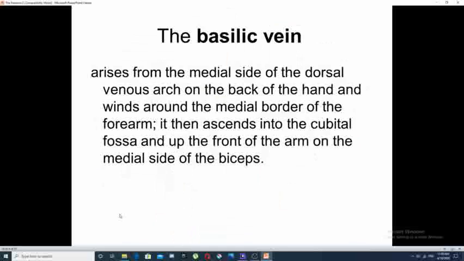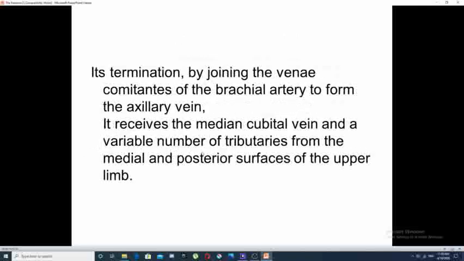The second venous system is the basilic vein. It arises on the medial side of the upper limb, starting from the medial side of the dorsal venous arch on the back of the hand, passes along the medial border of the forearm and ascends in the cubital fossa in front of the arm on the medial side of the biceps muscle, and it ends by joining the venae comitantes of the brachial artery to form the brachial vein.